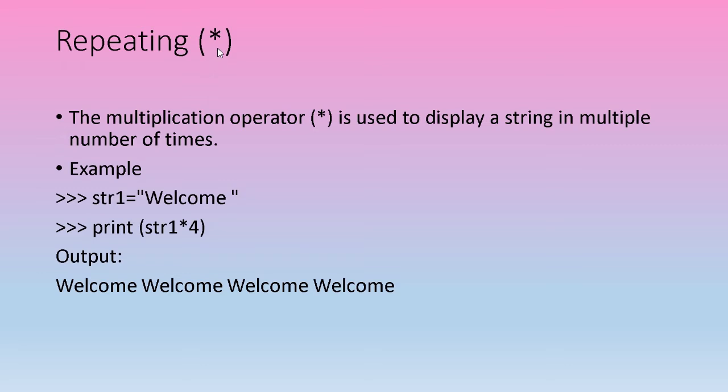The third operator is repeating. The asterisk symbol is used for this. This operator is used to display a string multiple times. For example, if I want to display the string a number of times, I can make use of this asterisk. str1 is equal to welcome, so print of str1 asterisk 4. So 4 times will be displayed, and we'll get the output as welcome displayed 4 times.